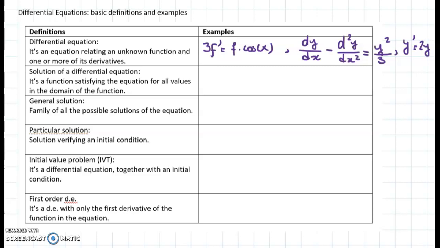So for instance, if we look at the last case that I wrote, the differential equation is y prime is equal to 2 times y. So I think we can guess what the function is in this case. Let's say that y of x is equal to e to the power of 2x.